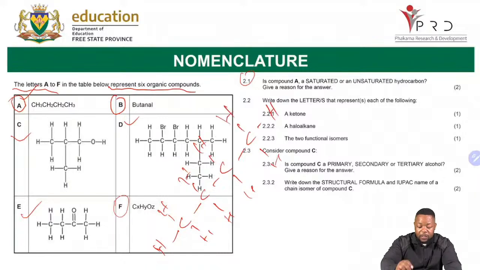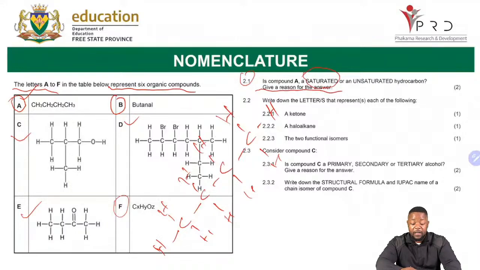Now, if you observe carefully here, you will see that there are only single bonds between the carbon atoms. And therefore, we can easily answer this question to say that compound A is saturated. And what will be the reason for that? There are only single bonds between the carbon atoms. In other words, we can say that there are no multiple bonds between the carbon atoms. So we have answered 2.1.